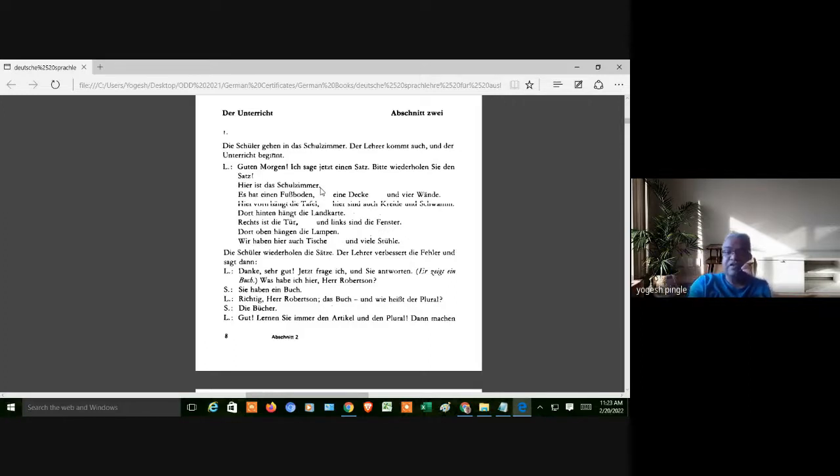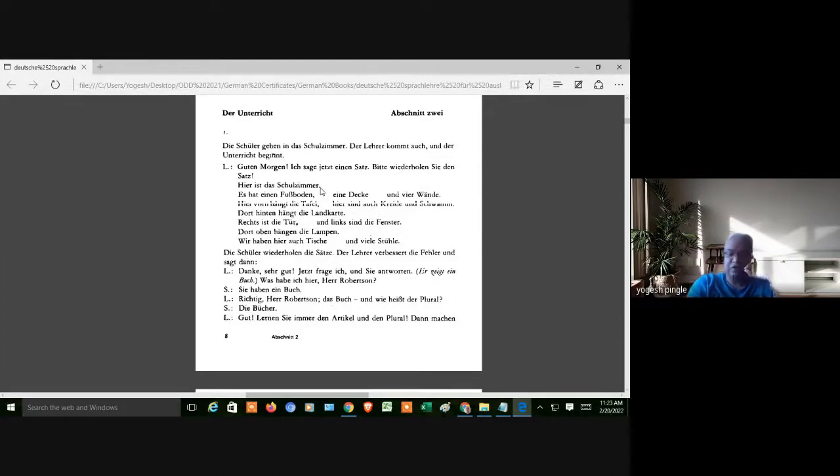Jetzt frage ich und Sie antworten. Er zeigt ein Buch. Was habe ich hier, Herr Robertson? So, Sie haben ein Buch. Richtig, Herr Robertson, das Buch. Und wie heißt der Plural? Die Bücher. Gut. Lernen Sie immer den Artikel und den Plural.